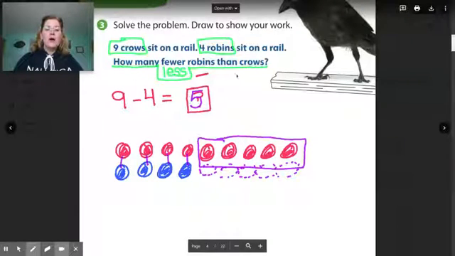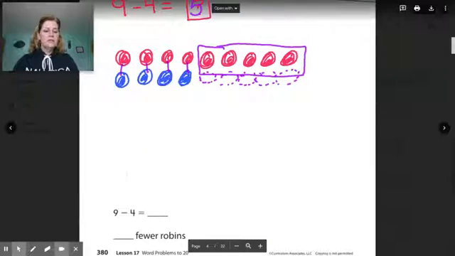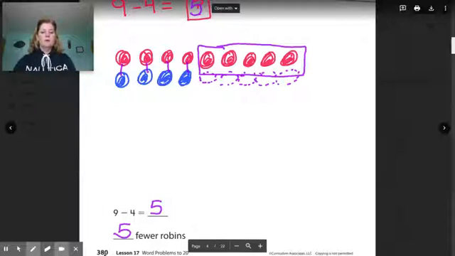How many fewer robins than crows? There are 5. So let's go to the bottom of your paper, and I'm hoping that you already did this. I'm hoping that you wrote 5 fewer robins.